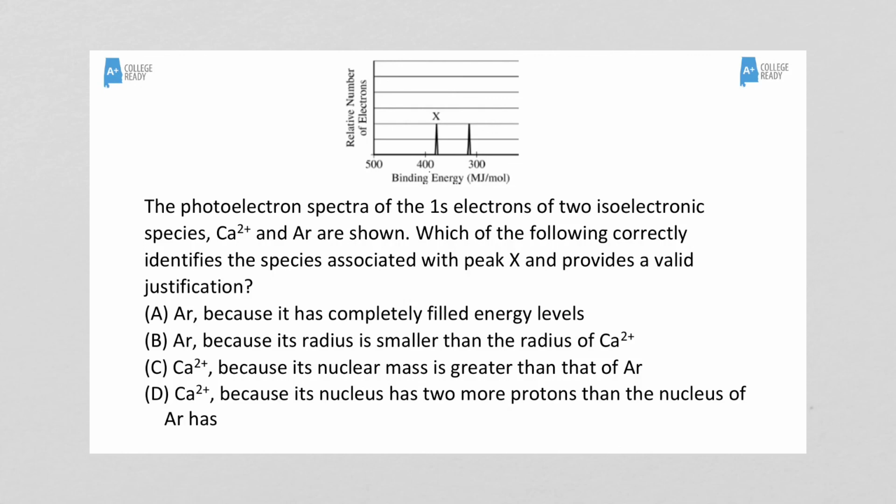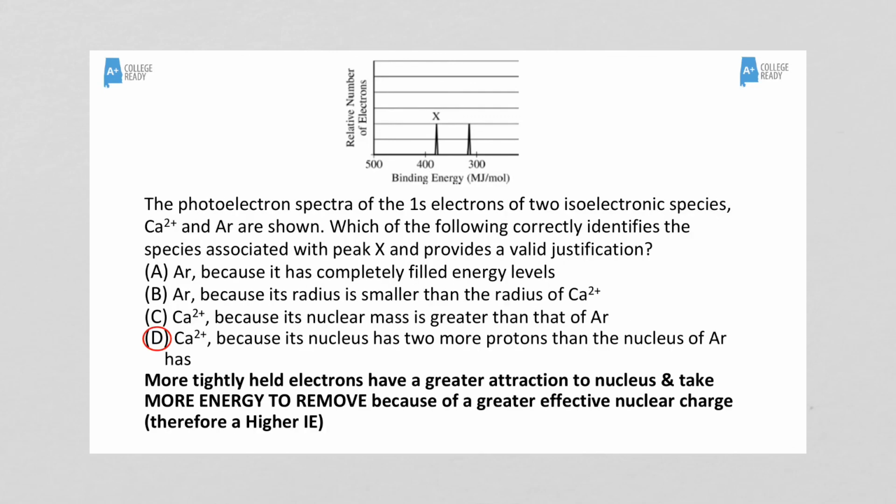So what causes electrons to be more attracted to the nucleus? And really, what's the difference between calcium and argon? It's protons. So which one of these answers refers to effective nuclear charge or protons? That's what we're looking for. And you see that it is D. More tightly held electrons have a greater attraction to the nucleus and take more energy to remove. So it is calcium. A lot of times people want to just pick argon because it's a noble gas, and we always think of those as special. But again, in this case, calcium has 2 more protons. It does have the higher attraction.